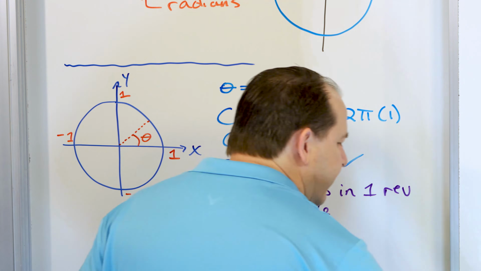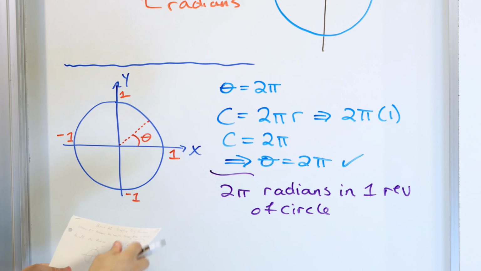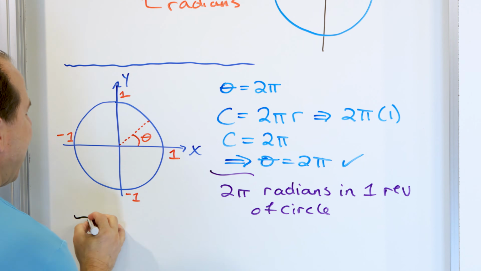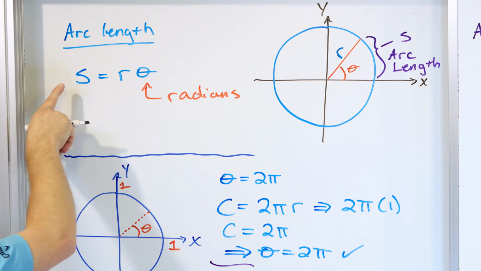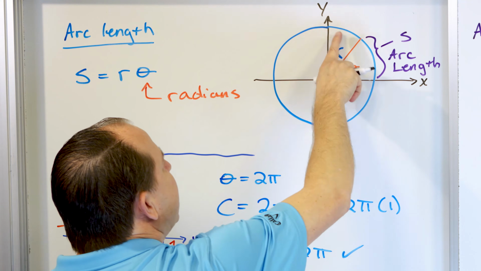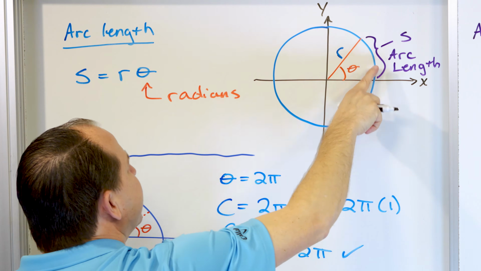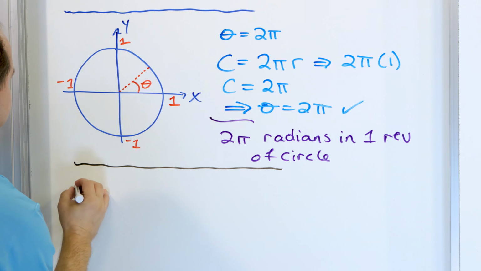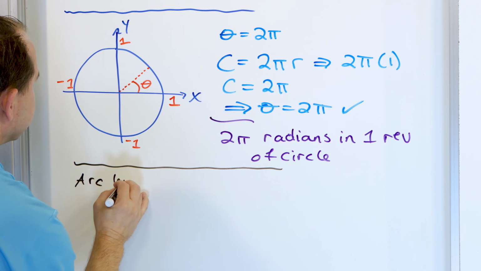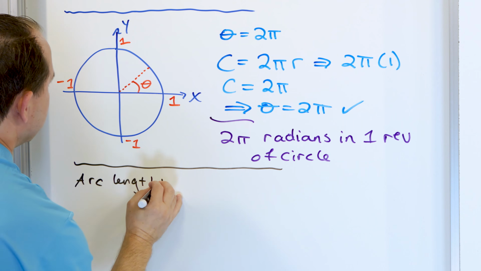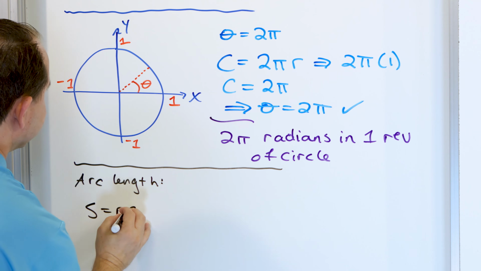Okay, so we figured out, based on a unit circle, how this works. Now we need to travel back to what we already said. We said that the arc length s, which is the distance along the boundary of the circle, is equal to r times theta. So arc length, right? S is equal to r times theta.